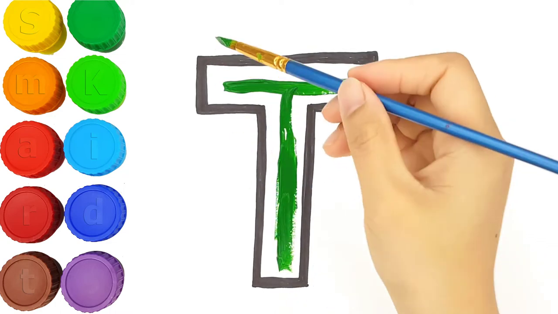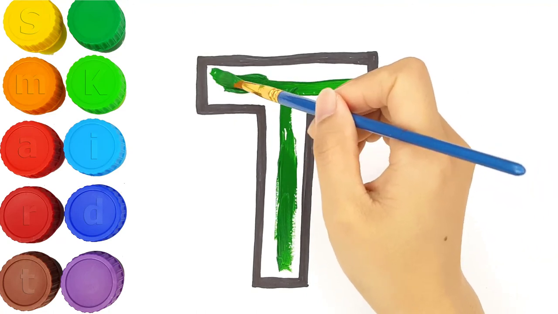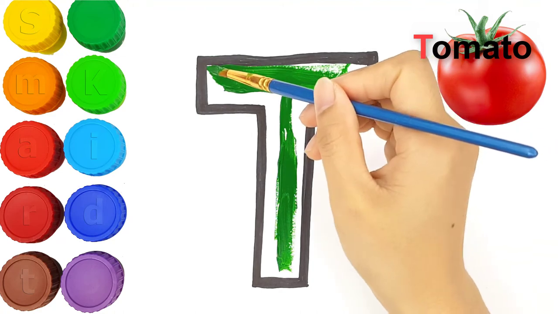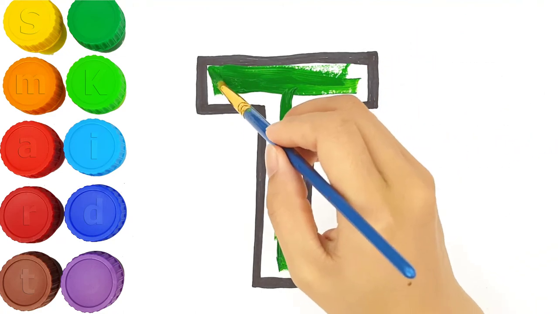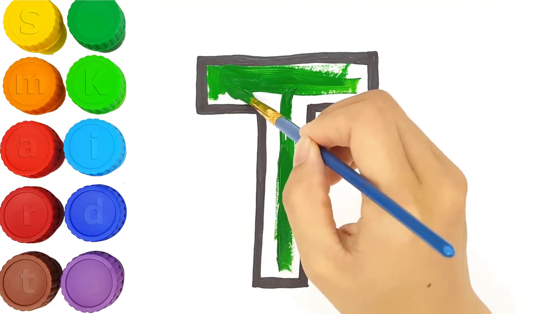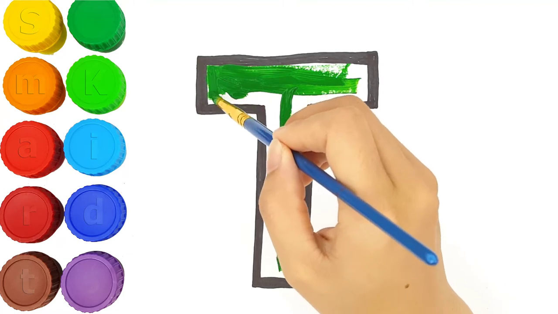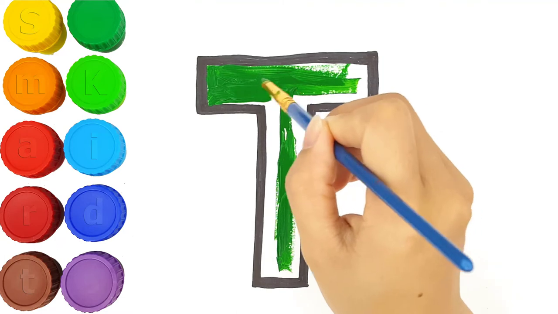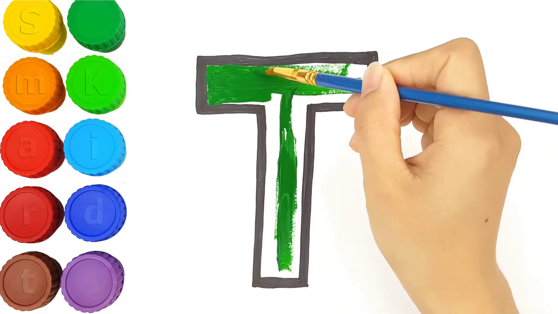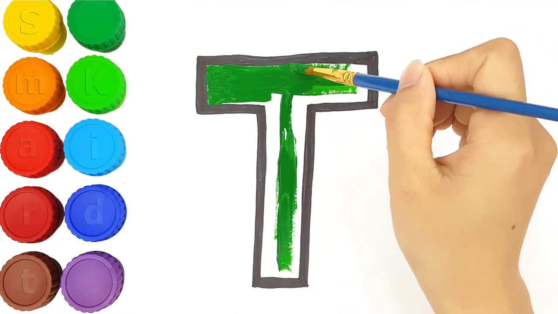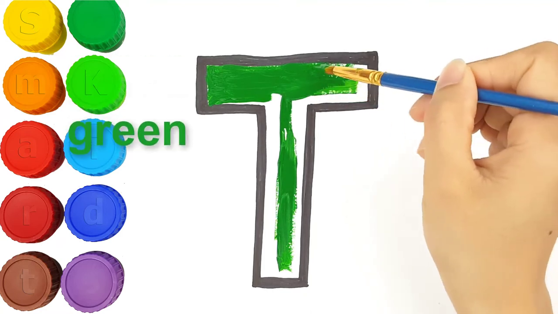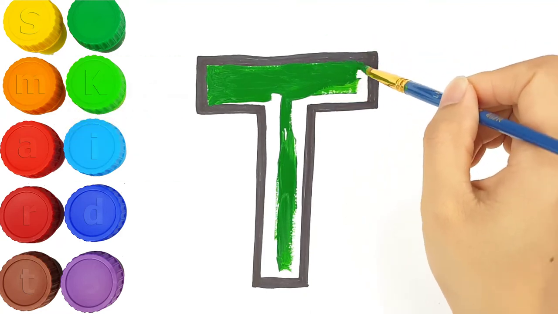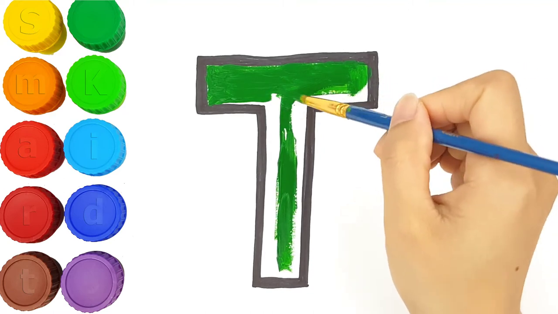Now I know T. My ABCs. T. Next time won't you sing tomato with me? Tomato. Green, now I know my ABCs. Next time won't you sing with me?